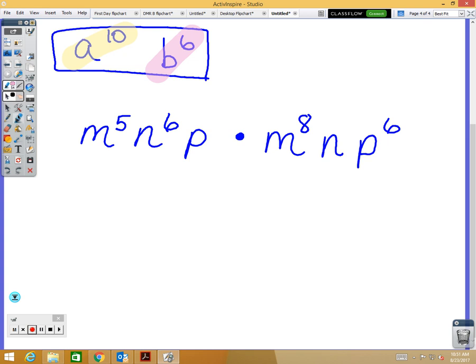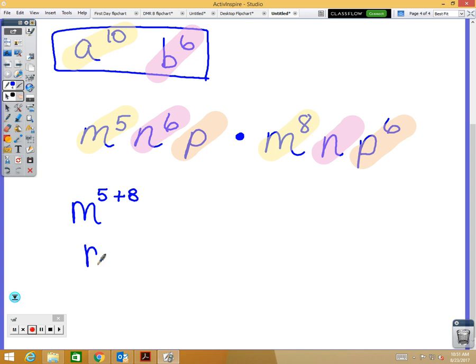Okay, so we have our m's, our n's, and our p's. Again, we need to think of this as three separate things. So for our m, we have 5 plus what? 5 plus 8. What is 5 plus 8? 13. There's our m's. Forget about your m's. Done. Check. Check.